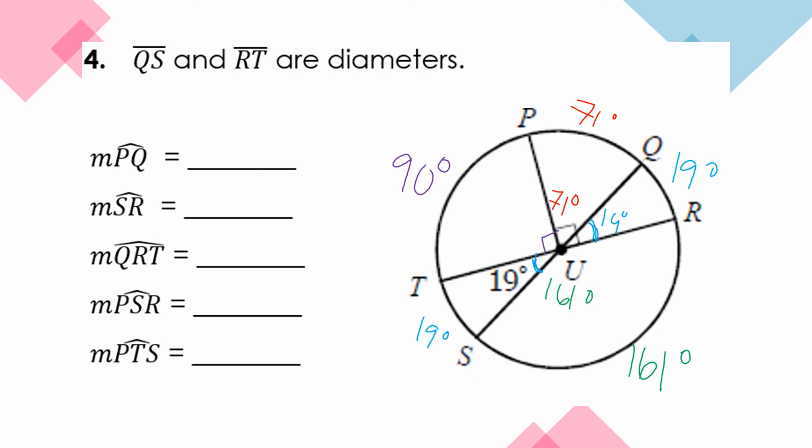So let's look for the arcs they're looking for. PQ we already have, that's 71 degrees. SR is the one we just found, 161 degrees. QRT, so make sure on these that you're following the order. Q, R, and then ending at T. So it's 19, 161, and 19, or you've got a semicircle plus 19 degrees. However you want to look at it, your answer should be 199 degrees.